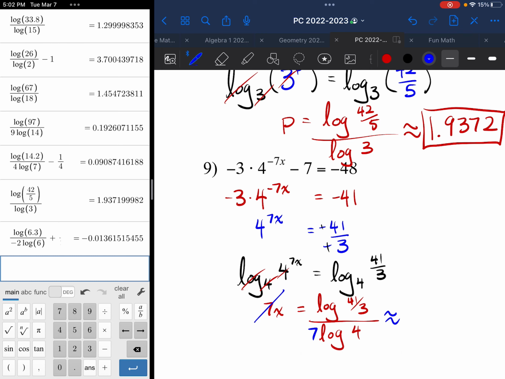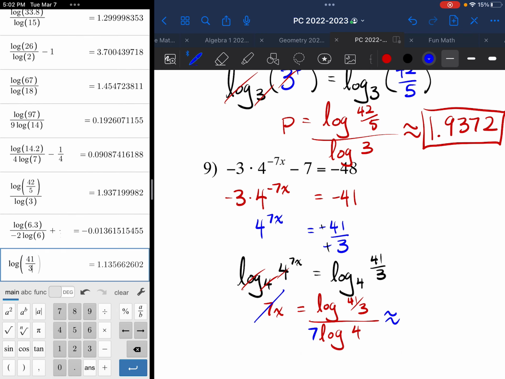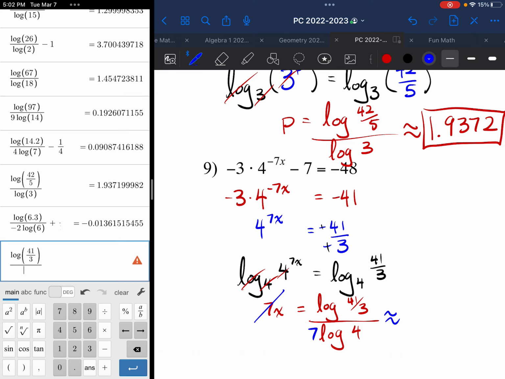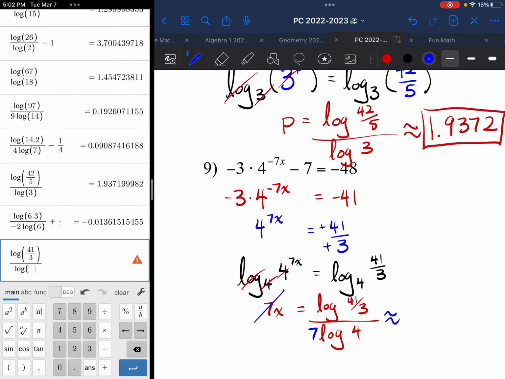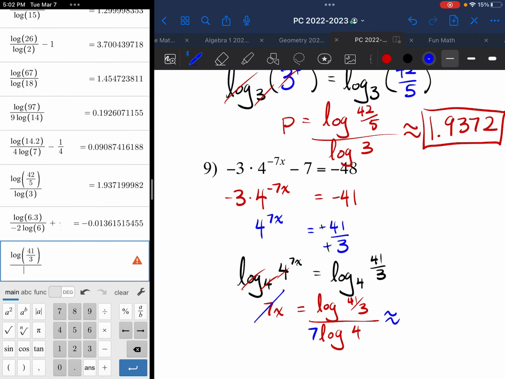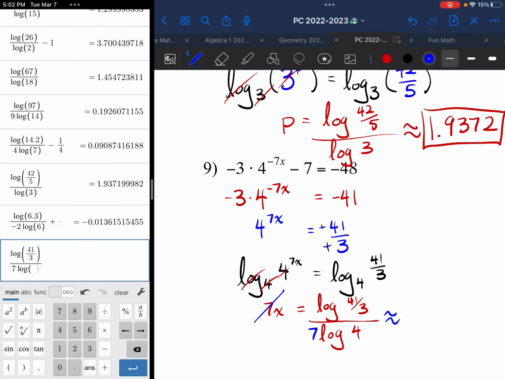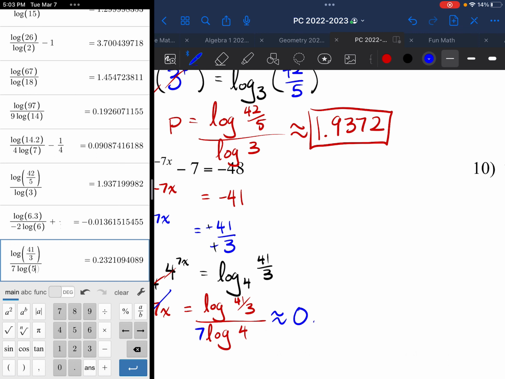Ready, set, function. We get a logarithm of this fraction 41 thirds, and that's all going to be divided by the function logarithm. Oh, nope, I want a 7 first, don't I? 7, and then logarithm of 4. And we get, I'll write down 0.2321. That 1 does not get rounded up because it's followed by a 0. Did I write that down right? It looks right.